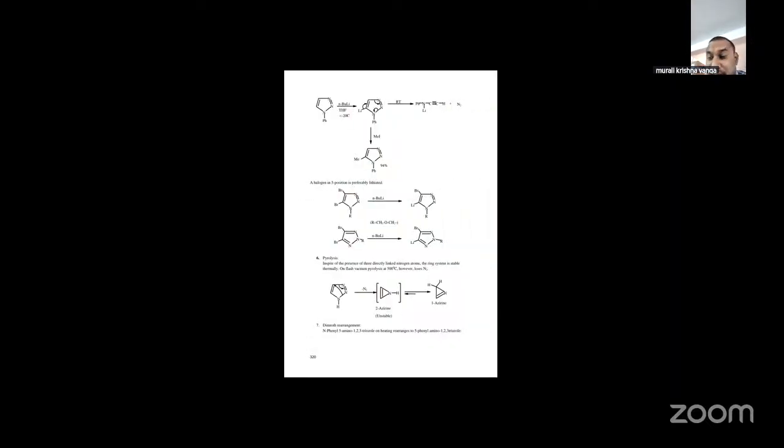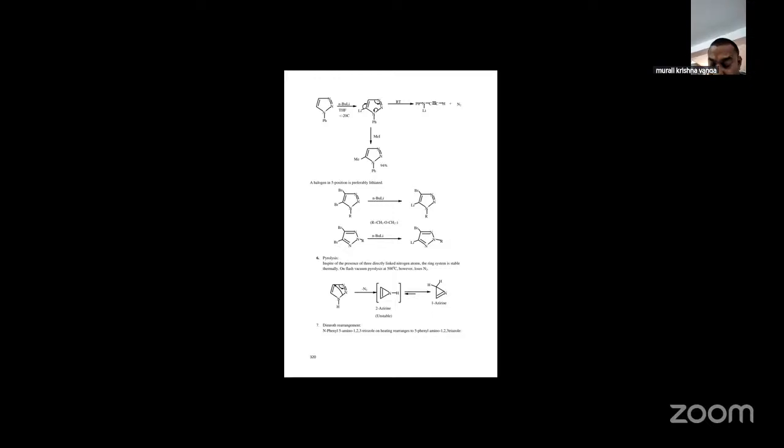Metallation. N-substituted 1,2,3 triazoles can be lithiated at the fifth position at low temperature. At a higher temperature, ring cleavage takes place. A halogen at the fifth position is possible to metallation. Nucleophilic displacement reaction with the halogen at the fifth position takes place.